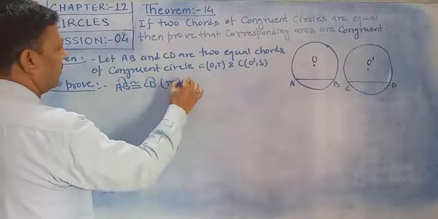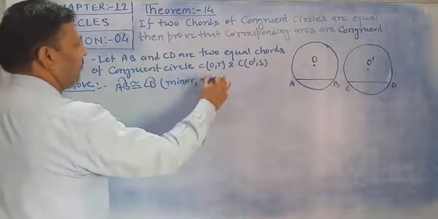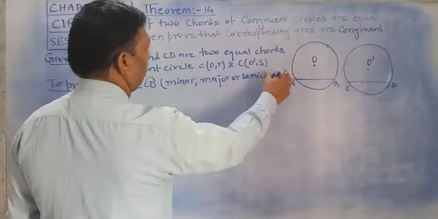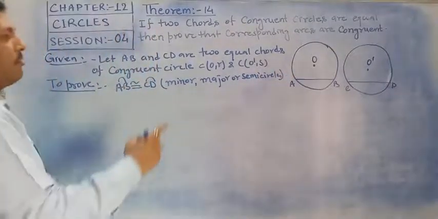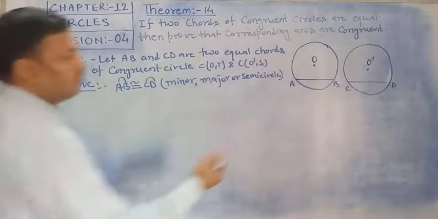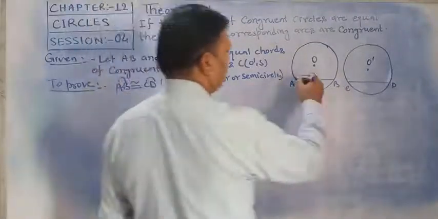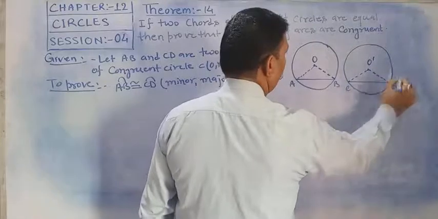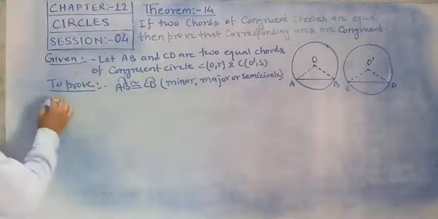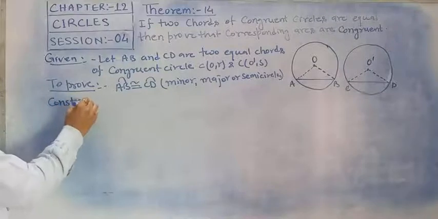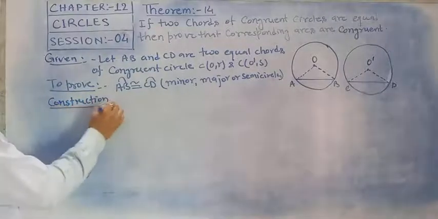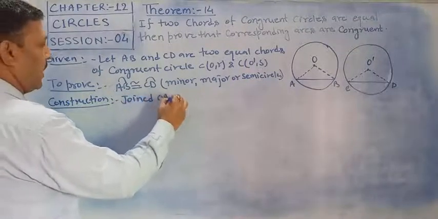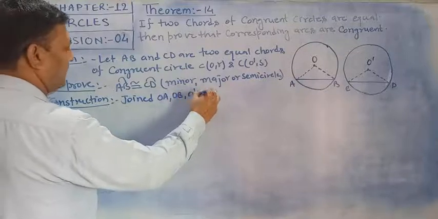It is the minor, major or semicircular. These are the three possibilities about this arc. So if these two chords are not the diameter, then we join OA, OB, O dash C and O dash D. Construction: join OA, OB, O dash C and O dash D.